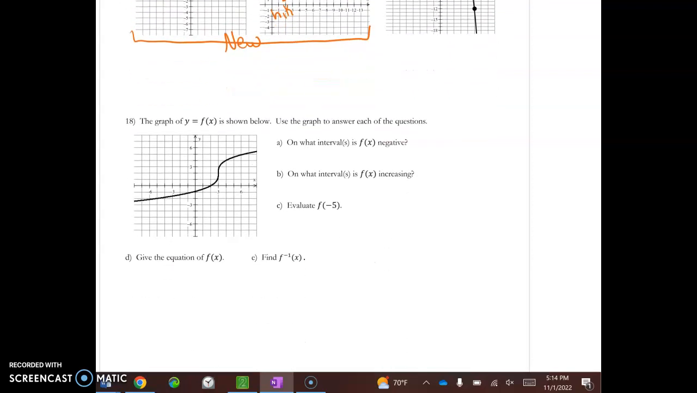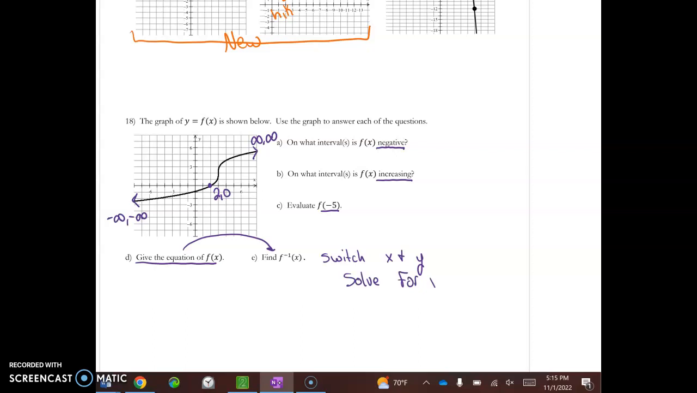So 18, when you have to mark your important points, so don't forget the arrows. Let's do that together. Negative infinity, where it crosses the x-axis, and any fingertips or elbows, that does not happen here. So where is it negative? Where is it increasing? You're going to write the equation, and then you're going to find the inverse. So the inverse, once you write the equation, just don't forget that you're going to switch your x and y around and then solve for y. So that means get y by itself.